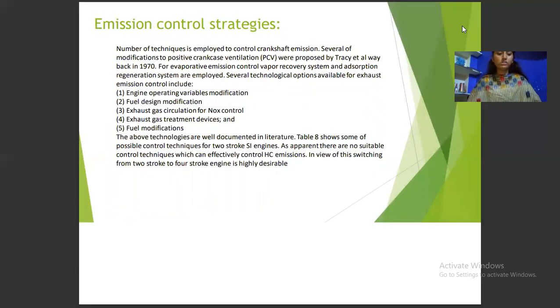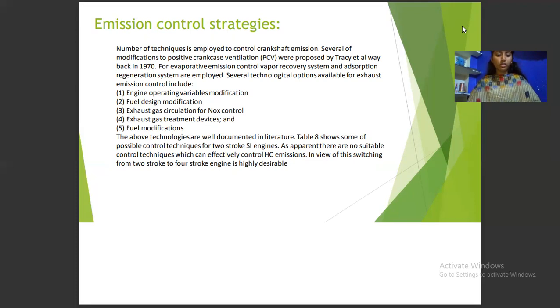Emission control strategies. A number of techniques are employed to control crankcase emission. Several modifications to positive crankcase ventilation were proposed by Tracy et al. back in 1970. For evaporative emission control, vapor recovery systems and absorption degradation systems are employed. Several technical options available for exhaust emission control include engine operating variables modification, fuel design modification, exhaust gas recirculation for NOx control, exhaust gas treatment devices, and fuel modifications.